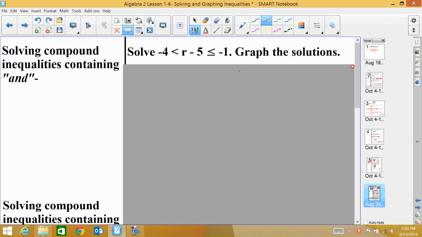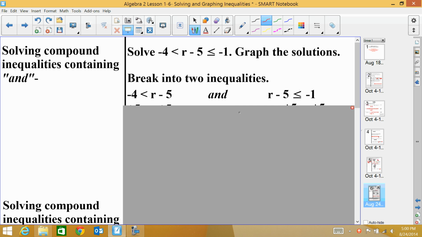And so the first thing you need to do is rewrite them into two separate inequalities. So you have one where negative 4 is less than r minus 5. So we're going to write that one down first.